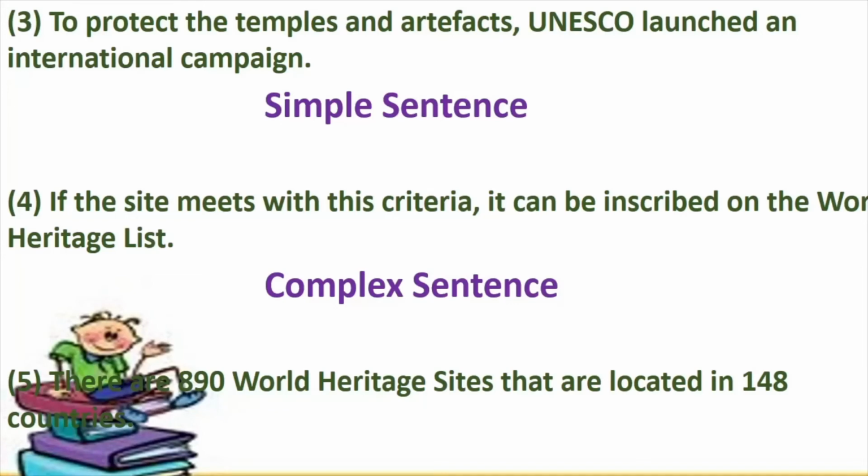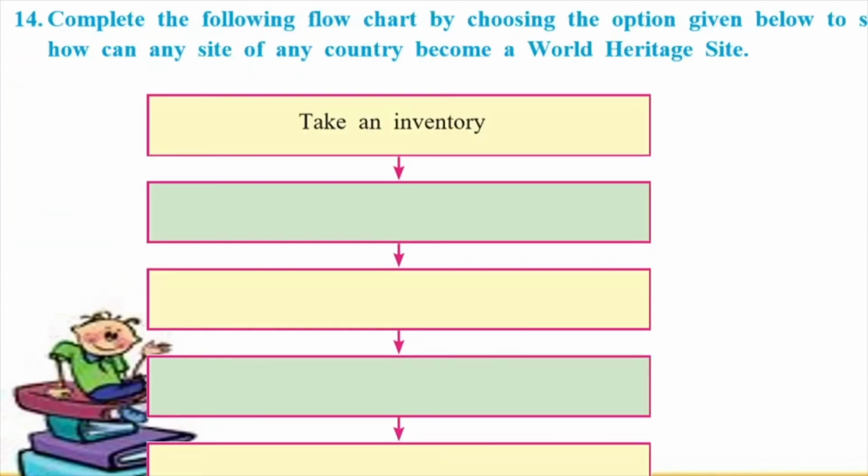There are 890 World Heritage Sites that are located in 148 countries. It is a compound sentence. Okay? So this was the exercise based on the types of sentences. Now this brings us to the last exercise in our book, where we have to write a flow chart on how any part or any landmark or any site in a country can become a World Heritage Site.